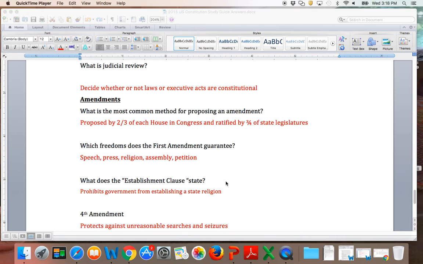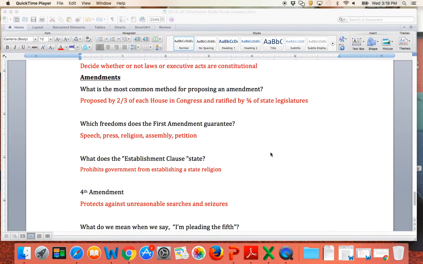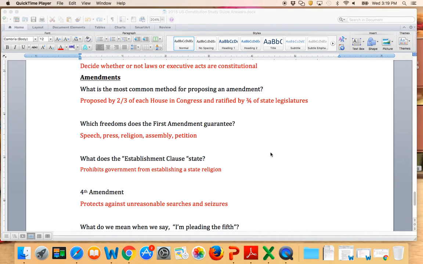Getting to some of the important amendments. Again, what is the most common method for proposing an amendment? 2/3 of each House of Congress proposes and then it is ratified by 3/4 of the state legislatures. Your freedoms in the First Amendment: speech, press, religion, assembly, the right to petition. The Establishment Clause prohibits the government from having an official state religion.